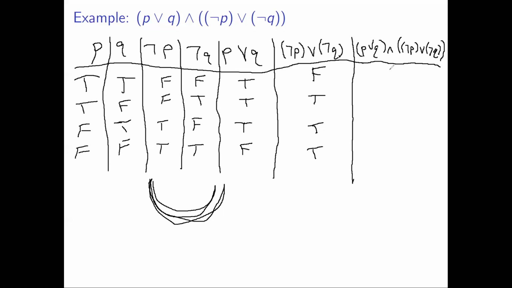And now, finally, we can evaluate this last column. So this last column is a conjunction. So the first row, the conjunction P or Q and not P or not Q. So the P or Q, the left conjunct is true here. The right conjunct, however, is false. So the conjunction is going to be false. Because for the conjunction to be true, we need both conjuncts to be true.